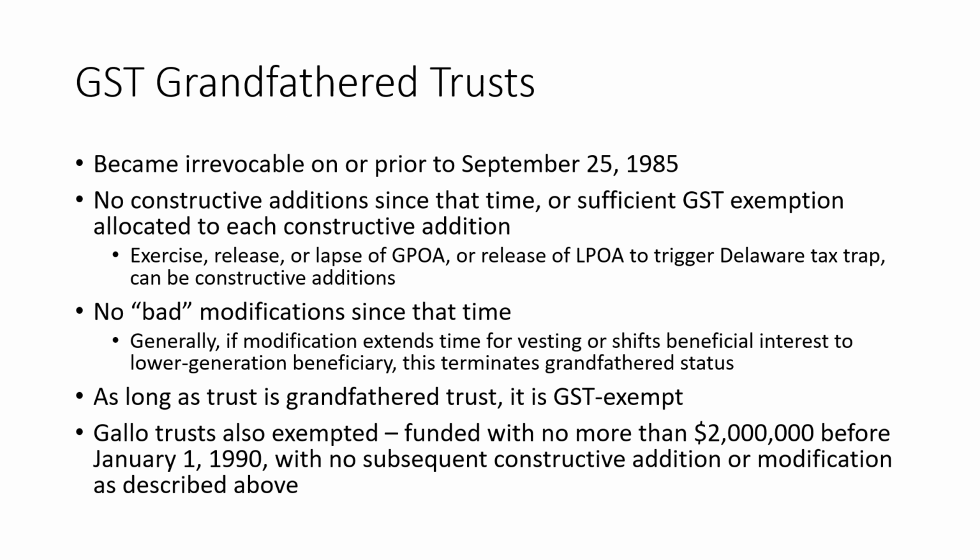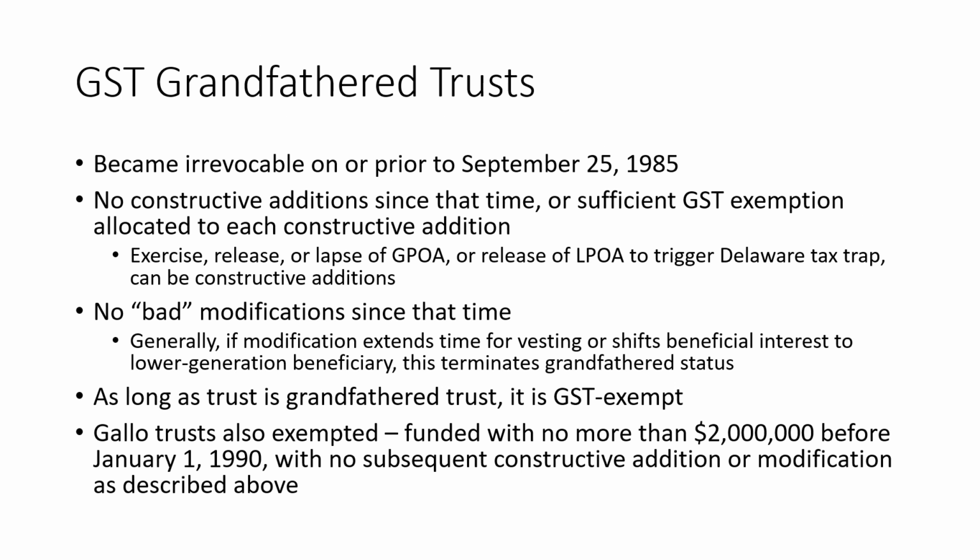Now, the GST tax has not always been around. It was a new addition in 1985, and because of that, there are some trusts that existed prior to September 25th, 1985, or might have been created and become irrevocable on that date, or if not before it, that are treated as GST Grandfathered Trusts. So no matter what, the GST tax doesn't apply to those trusts, so long as they really have gone unchanged or unmodified since. And there's two ways you could really taint a GST grandfathered trust. One is by having a constructive addition since that time, to which there wasn't sufficient GST exemption allocated to that constructive addition, or you could have bad modifications since that time.